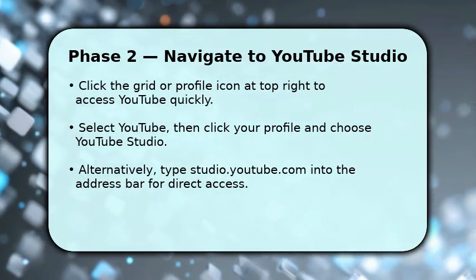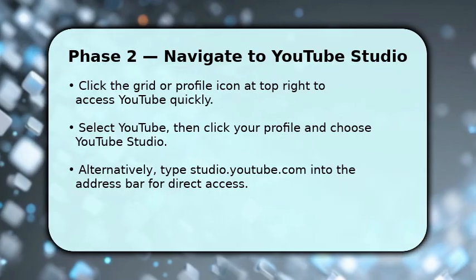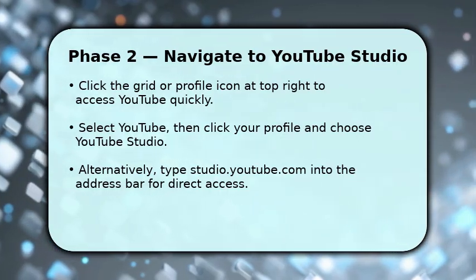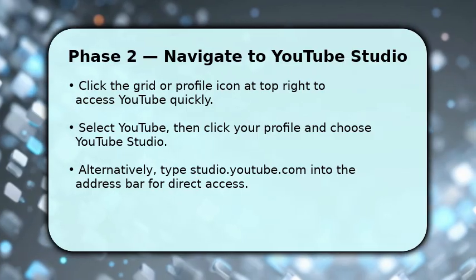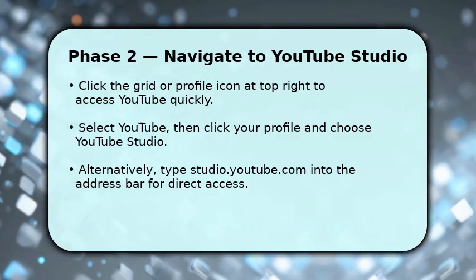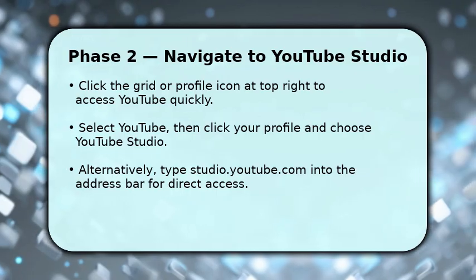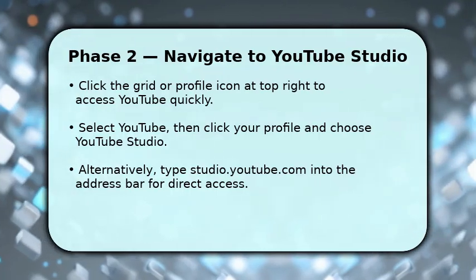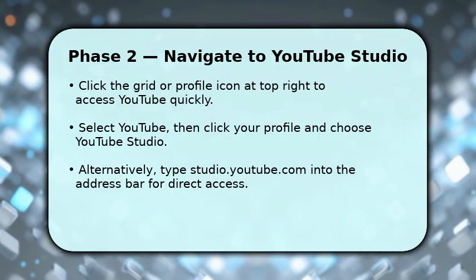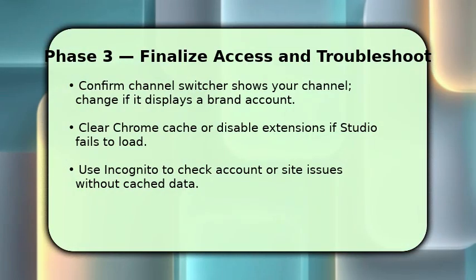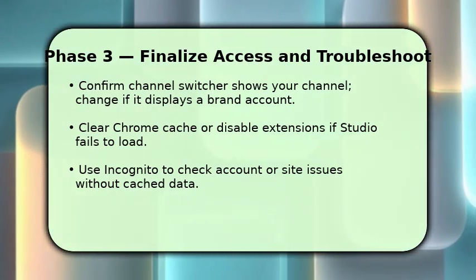If you prefer speed, type Studio.YouTube.com into the address bar and press Enter. That bypasses extra clicks. Make sure the URL shows Studio.YouTube.com so you know you're in the official studio, and finish by checking the channel switcher at the top left of Studio to ensure your channel is selected. Change it if a brand account appears.